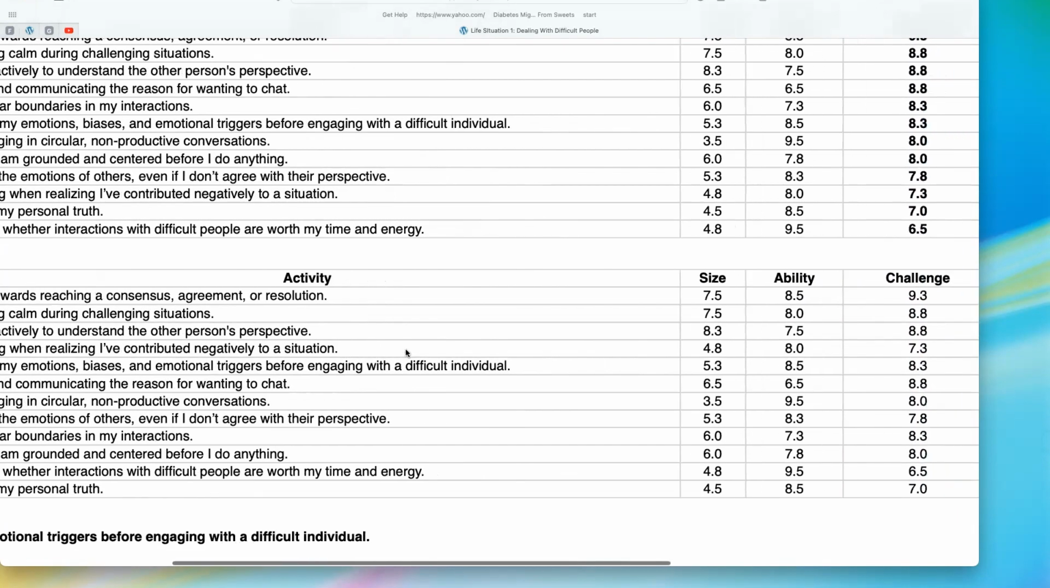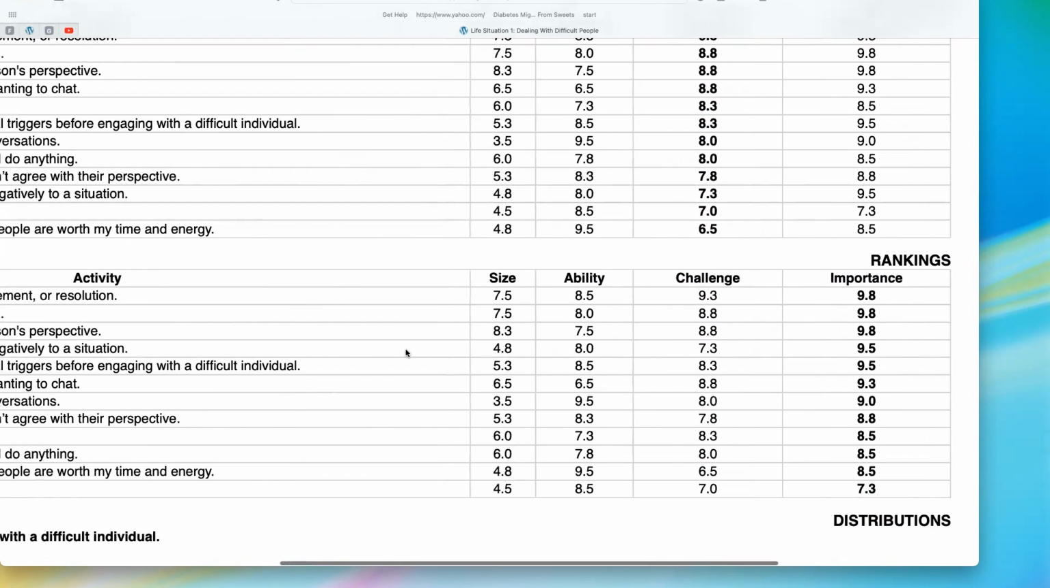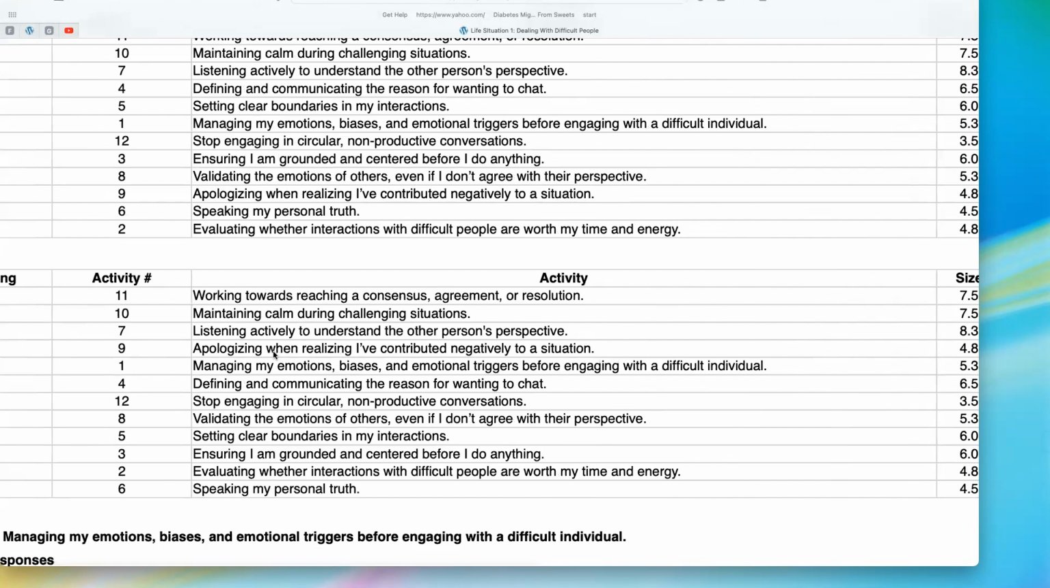Now, just behind those, there were a couple of 9.5s. And those would be apologizing when realizing I've contributed negatively to a situation. That just encompasses taking responsibility for your involvement in whatever's going on. And then managing my emotions.